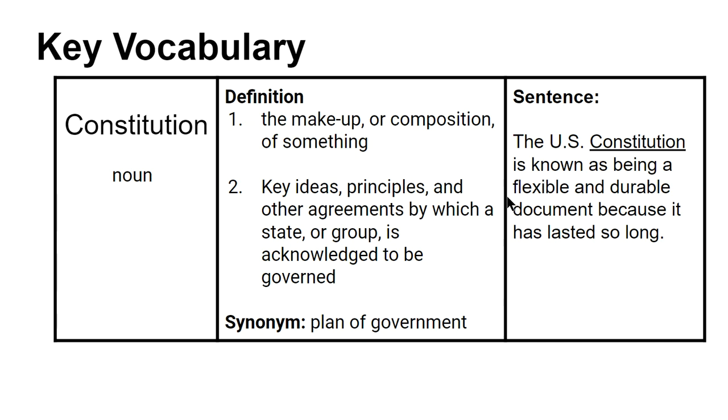So the best description of Constitution is going to be number two, right? Number two. So the Constitution in the United States are agreements by which the country is governed or run. The example sentence is the US Constitution is known as being a flexible and durable document because it has lasted so long. So another simple way to think of Constitution is it's a plan of government.